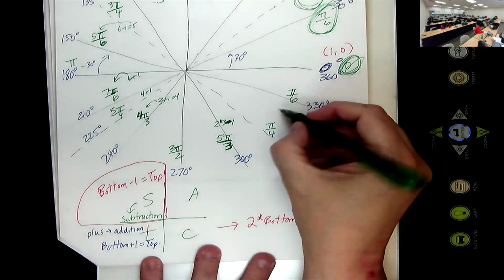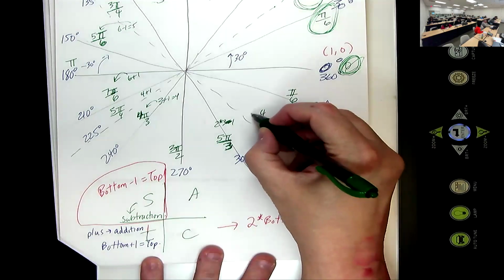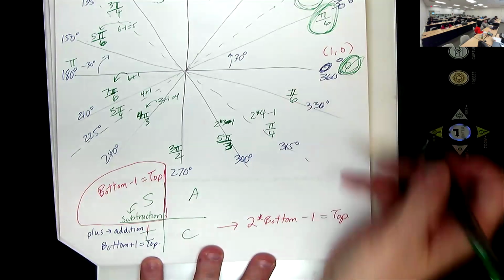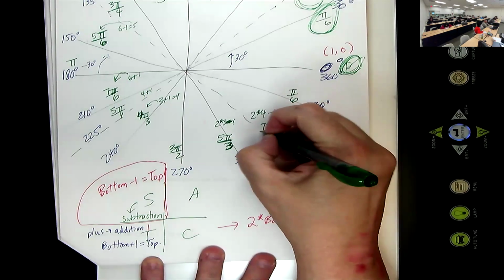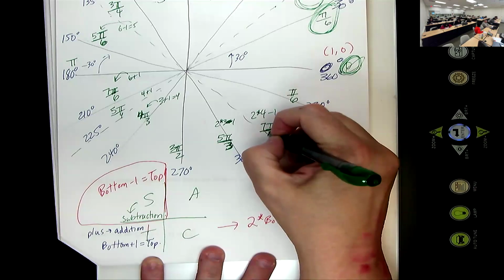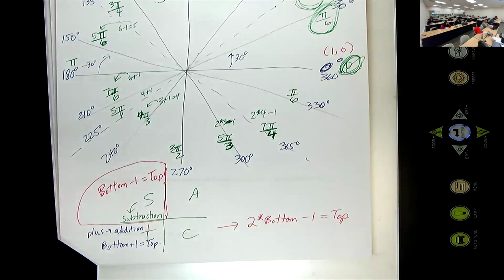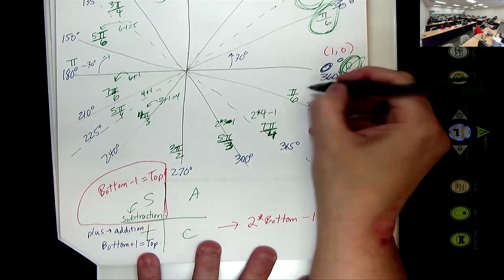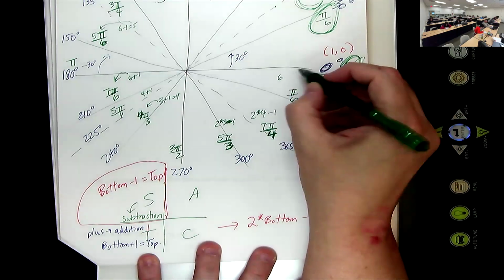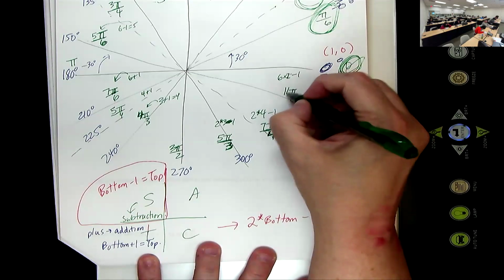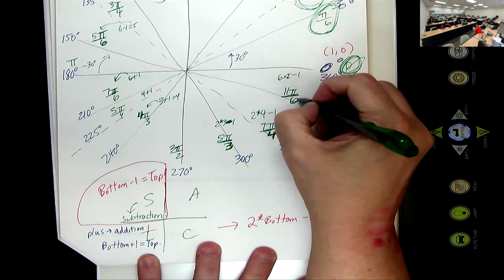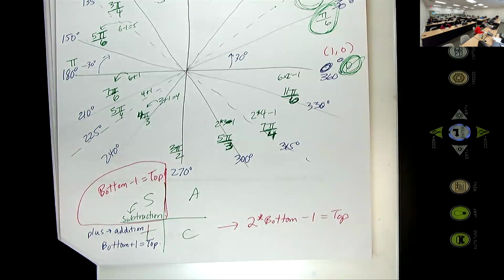I do the same here, take the bottom, I multiply it by 2 and subtract 1. 8 minus 1 is 7, the top is 7 here. And if I do that here, 6 times 2 is 12, minus 1 is 11. 11 pi over 6 is right there.